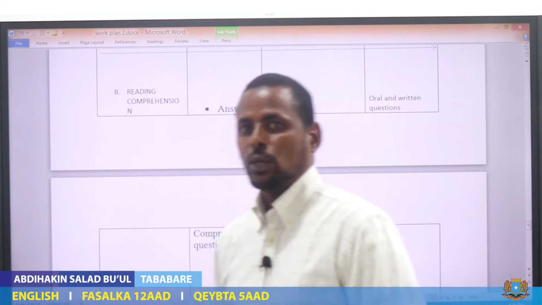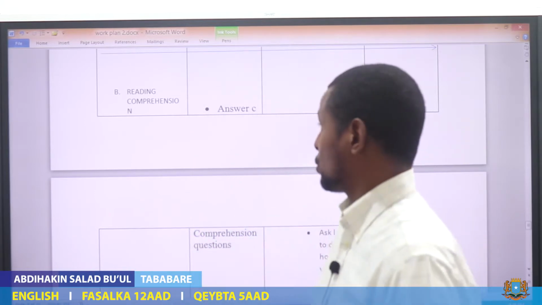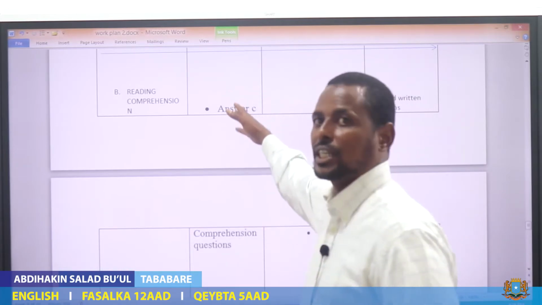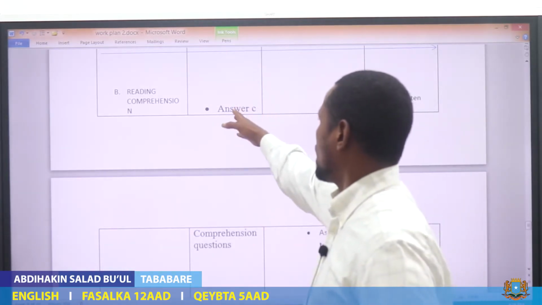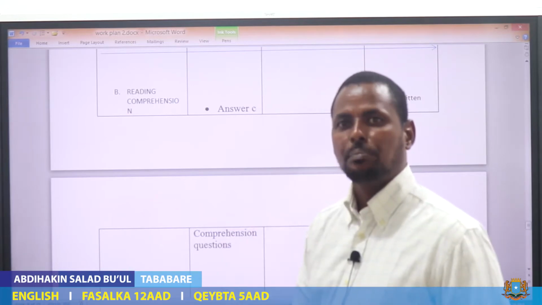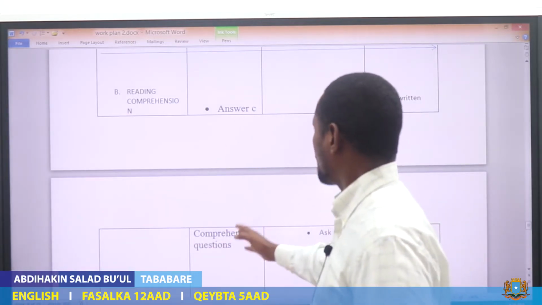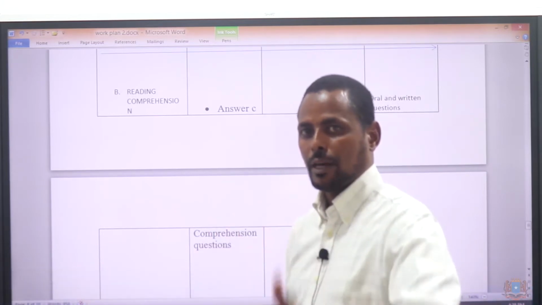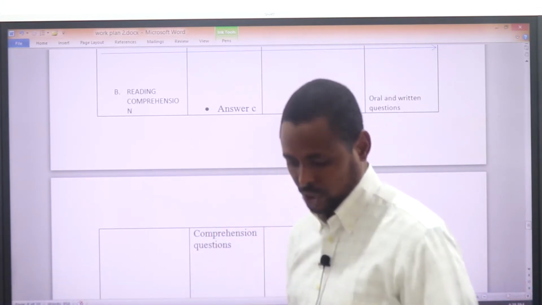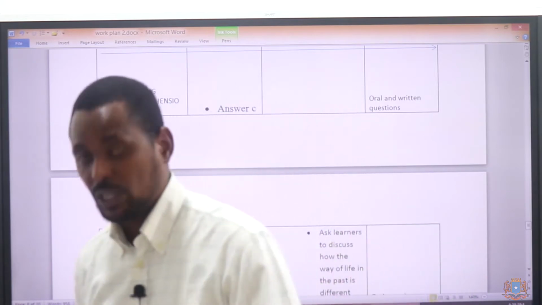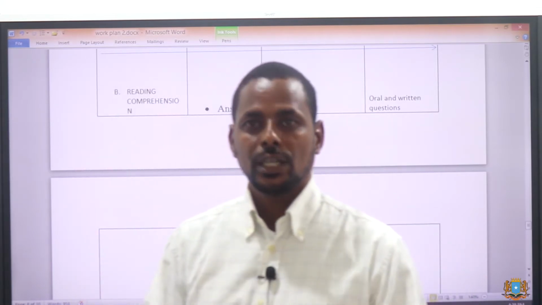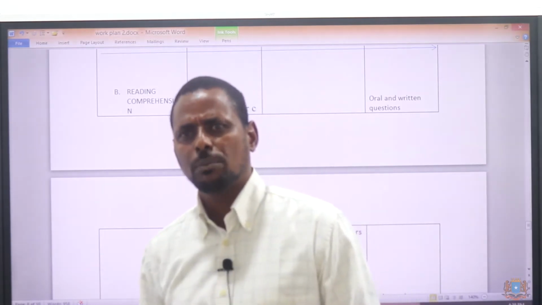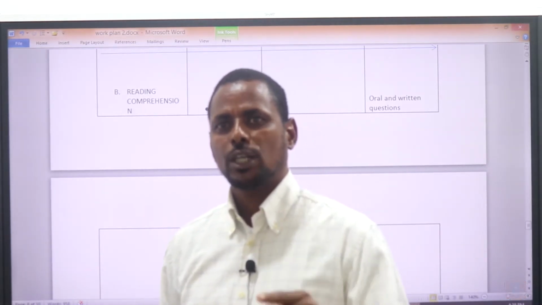Now, to begin with this lesson, reading comprehension, we can see the objective is very simple and precise: answer comprehension questions. After the student reads a passage, the student is going to be presented with a passage. After the students read the passage, they should be able to answer comprehension questions.